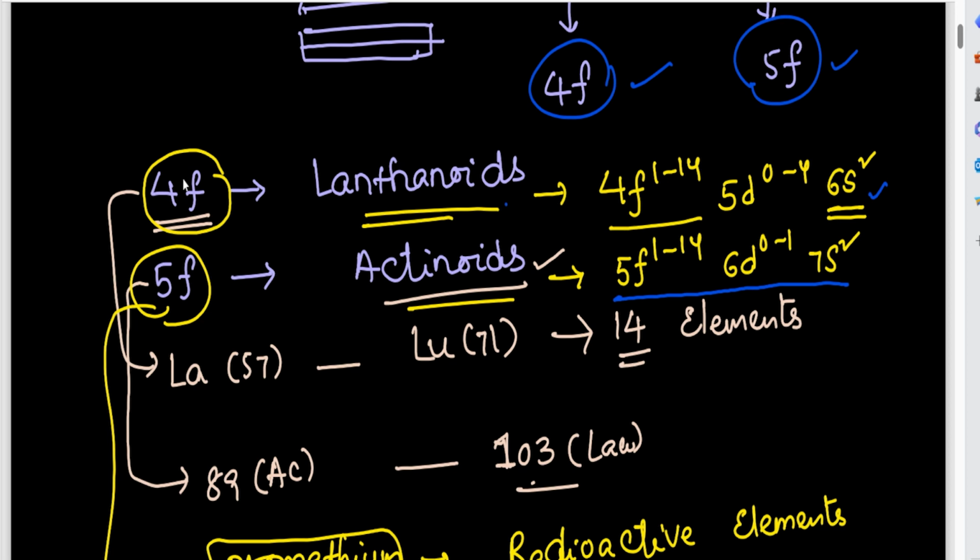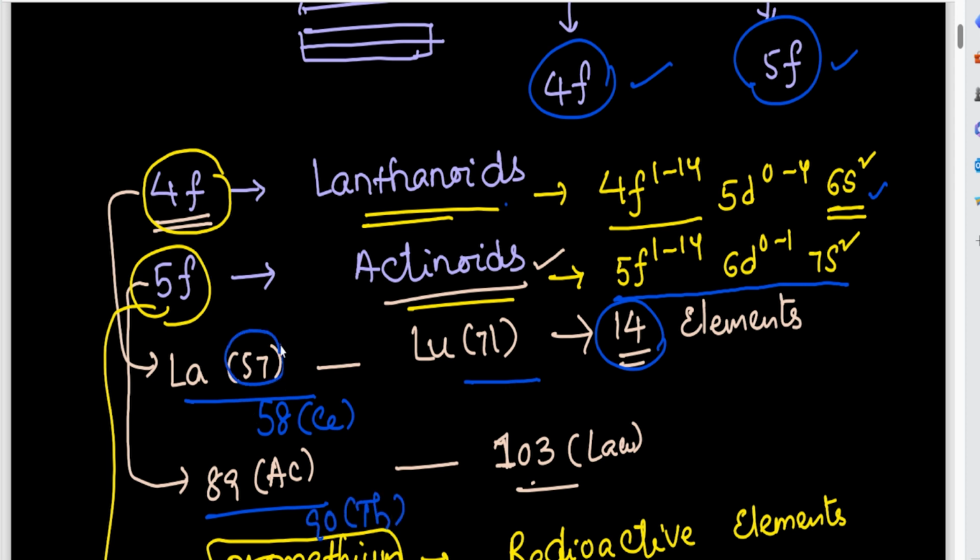The elements from lanthanum to lutetium, a total of 14 elements, are called lanthanoids, and actinium to lawrencium are actinoids. Here, from 58 cerium to lutetium, and in the same way 90 thorium onwards, but the lanthanum and actinium, based on these elements only the names lanthanoids and actinoids are given. So that is why the lanthanum and actinium are also mentioned here.